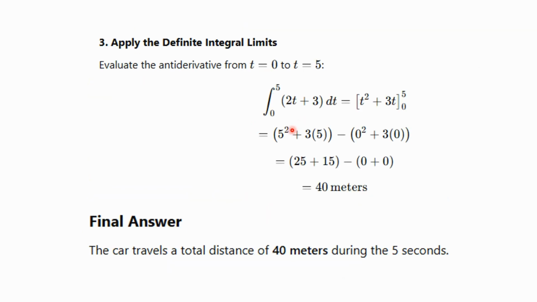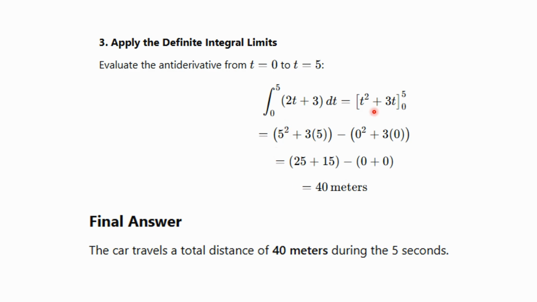All right, so I do want to jump back here again to the example that we were working on. We said we want to evaluate the antiderivative from t equals 0 to t equals 5 for our example. And we've already said that this 2t plus 3, that's our velocity, our speed, times dt, we're ending up here with t squared plus 3t, and we want to evaluate it over the limits 0 and 5.